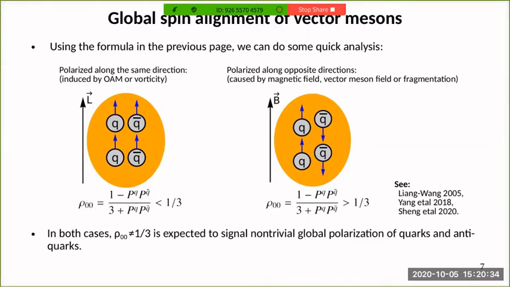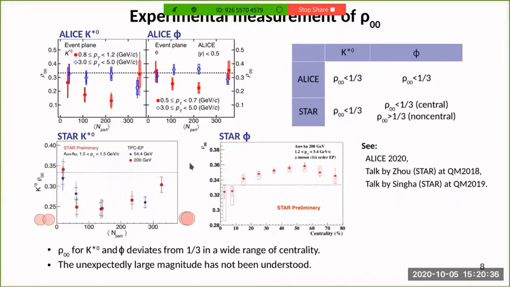STAR and ALICE have measured rho 00 for K star and phi meson, and Takafumi also showed these results in his talk. The short conclusion is that rho 00 for K star and phi indeed deviates from 1/3 in a wide range of centrality. But the unexpectedly large magnitude has not been understood.